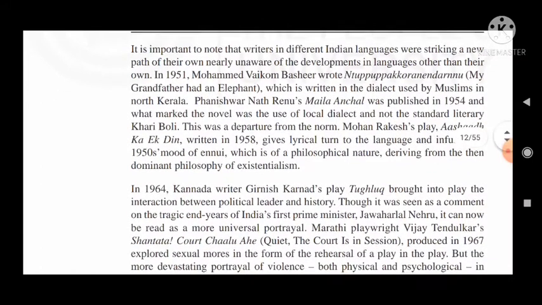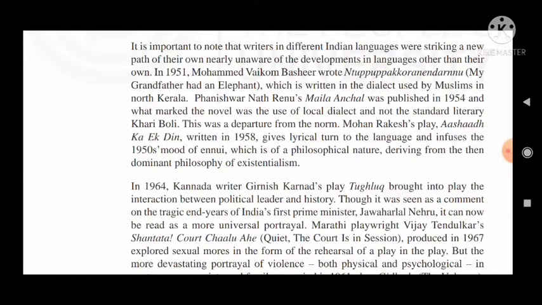In 1951, Muhammad Basheer wrote Nittuppuppakkoranendarunnu, my grandfather had an elephant. Muhammad Basheer wrote it in 1951.